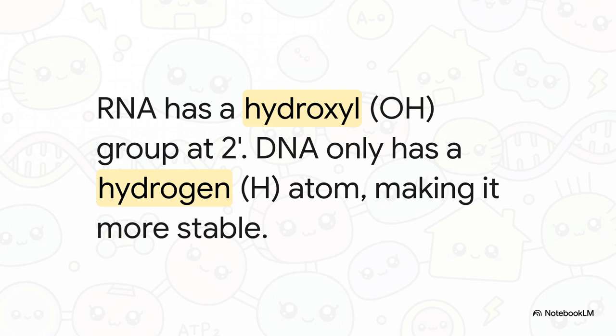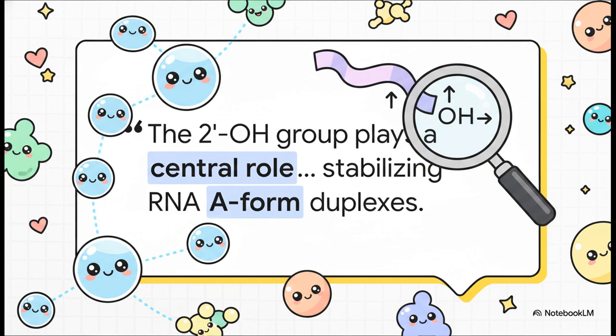Now, why does that matter? Because that single extra oxygen atom makes RNA susceptible to hydrolysis. It makes it a highly flexible, temporary messenger that's prone to breaking down quickly. DNA's lack of oxygen at that exact spot makes it incredibly chemically stable, which is absolutely perfect for permanent long-term data storage. The implications of this are just massive for structural biology.